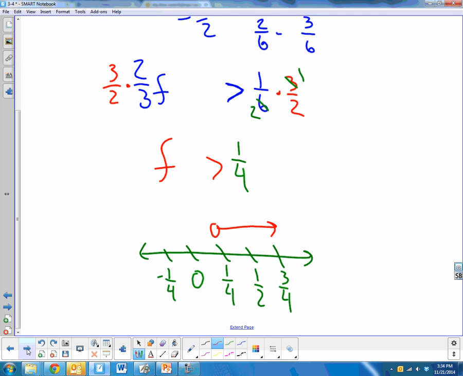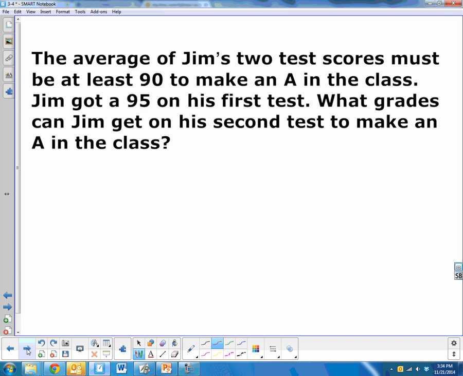Last one here. Not quite as short as I'd hoped, but last one here. Average of Jim's 2 test scores. Oh, this is a good one, yes. Average of Jim's 2 test scores must be at least 90. So again, at least 90. It's okay to have better than 90. Greater than 90 is okay. Less than 90 would not be okay. And so at least 90 means that it's going to have to be more than 90 or exactly 90 to get an A in the class.